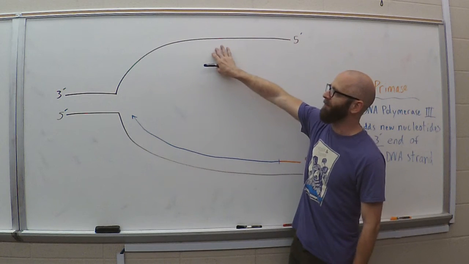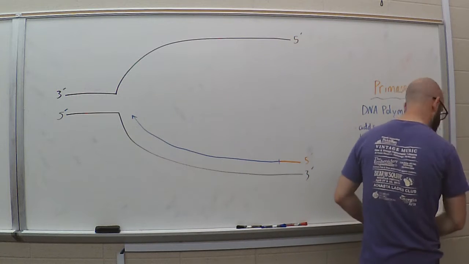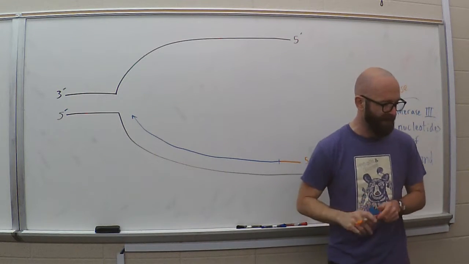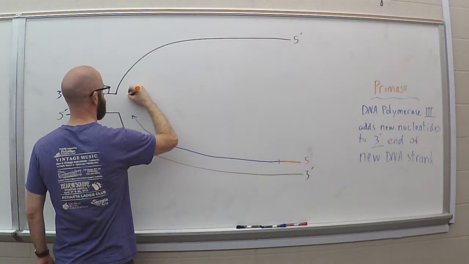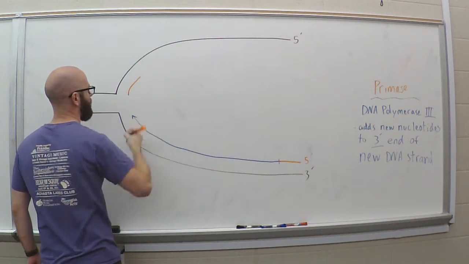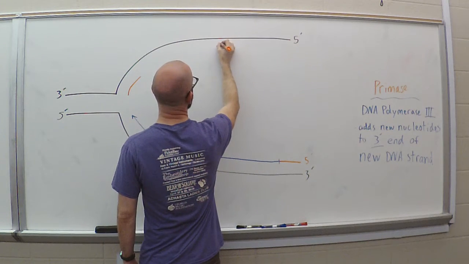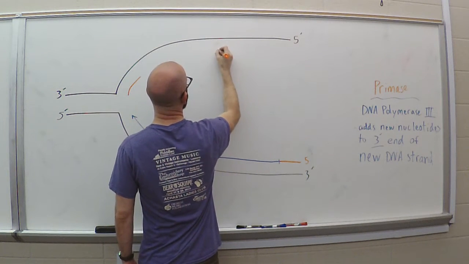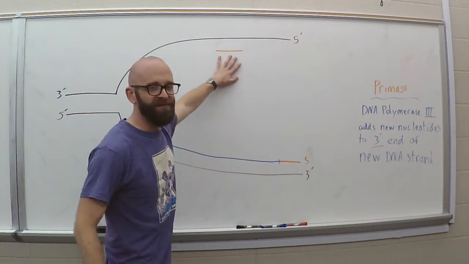But what about this strand up here? All right. If primase lays down a new RNA primer, well, let's say we'll put an RNA primer here. All right. What's the directionality of this RNA primer?